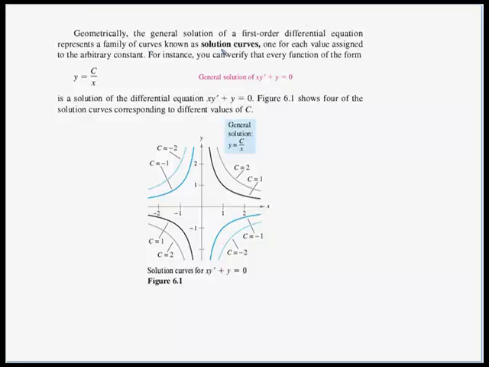Geometrically, the general solution of a first-order differential equation represents a family of curves known as solution curves, one for each value assigned to that arbitrary constant. For instance, you can verify that every function in this form, y equals that constant over x, is a solution to the differential equation x times y prime plus y is equal to 0. The figure below shows 4 of the solution curves for different values of c. Here the darker one is when c is equal to 1, and the same down here. And then we have c equals 2 in the lighter gray. And we have other ones in blue for negative values of c.